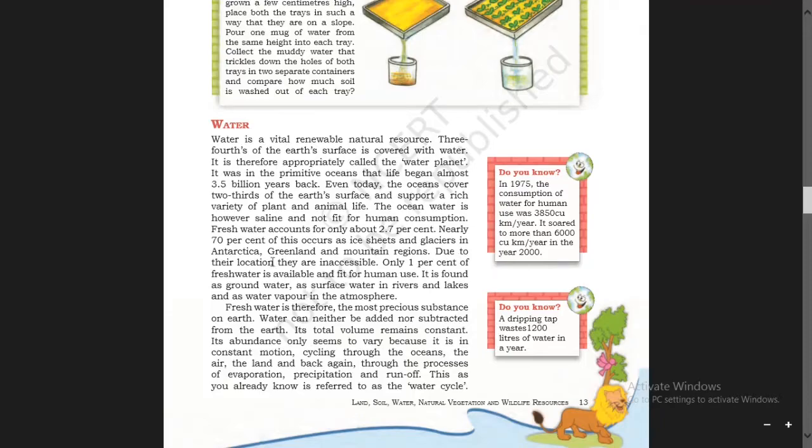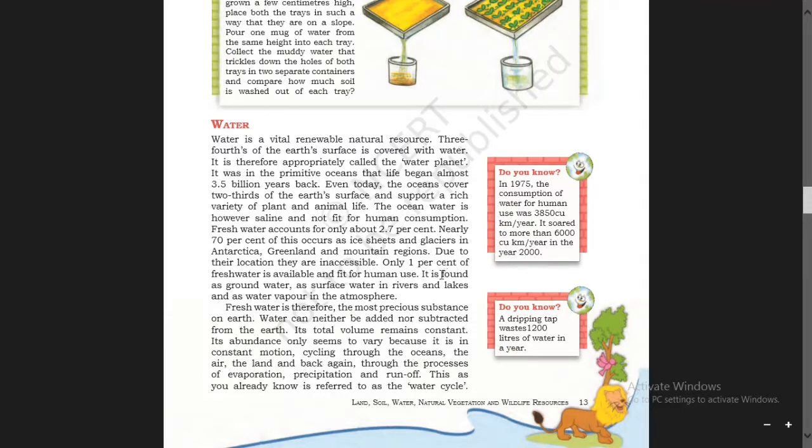Due to their location, they are inaccessible. Inaccessible means unable to be reached. Out of this, only 1% of fresh water is available and fit for human use, which is also known as potable water.